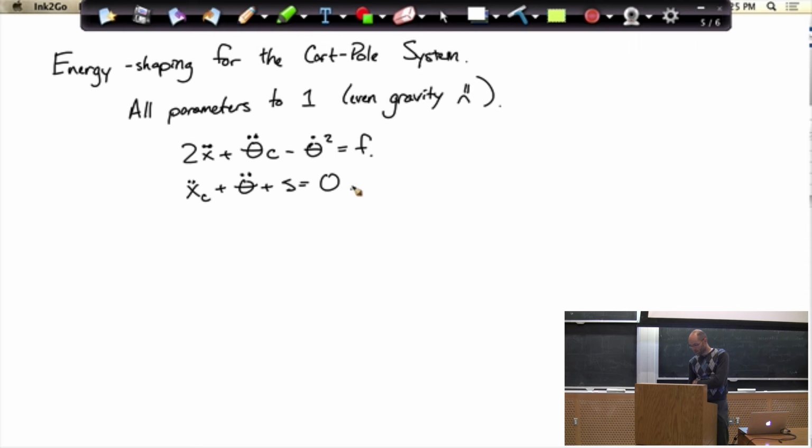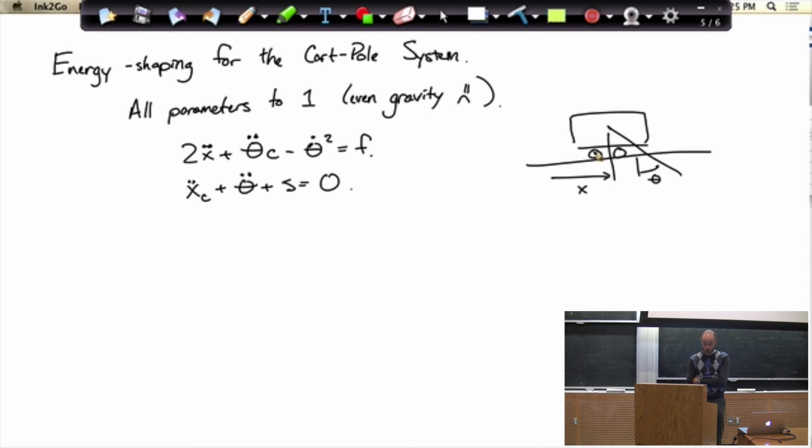These are my equations of motion for the cart-pole. Remember, the coordinates were the angle of the pole, theta, and the position of the cart, x. I had two second order equations that describe it, and the F is the force on the cart. And then I have a 0 here.